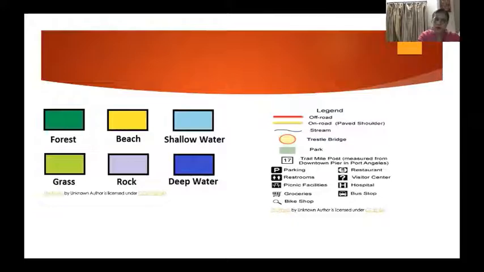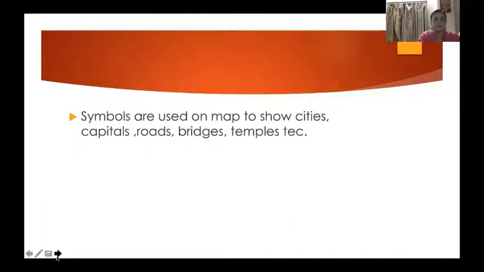Symbols are marked on a map to show cities, capitals, roads, bridges, railways, hospitals, rivers, temples, and many other things. Can you see here? Parking, hospital, bus stop, restaurant, off-road, on-road. Symbols are used on a map to show the capitals, roads, bridges, and temples.